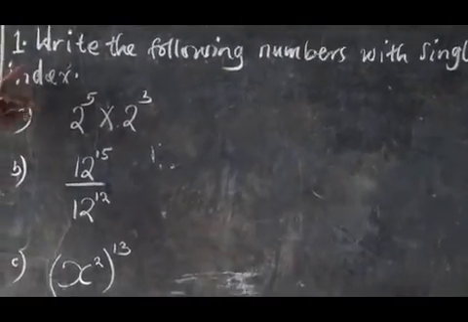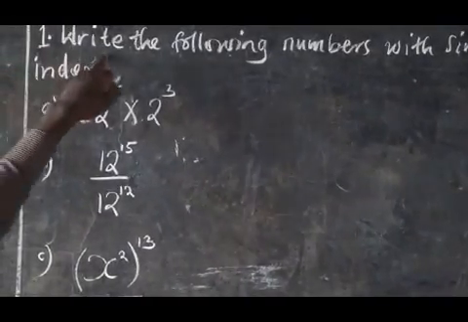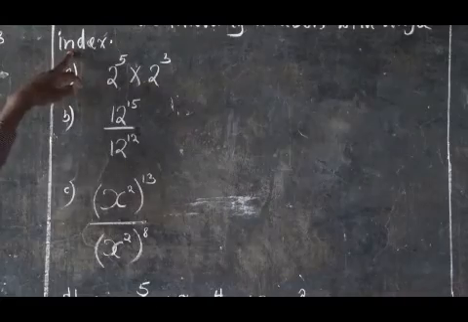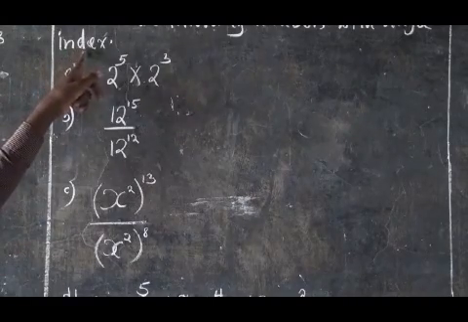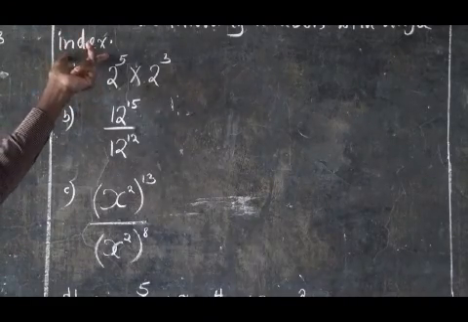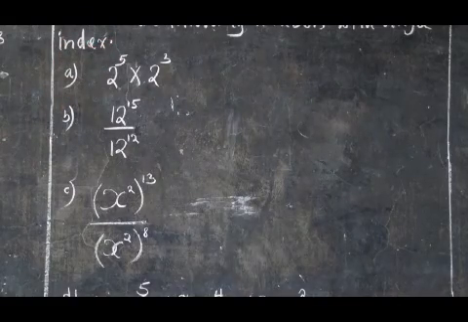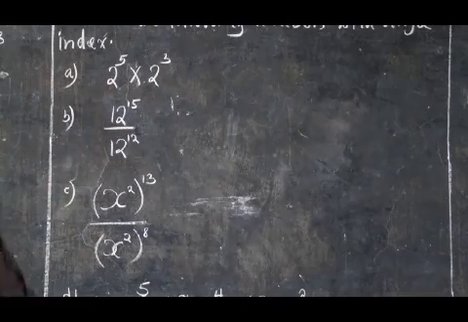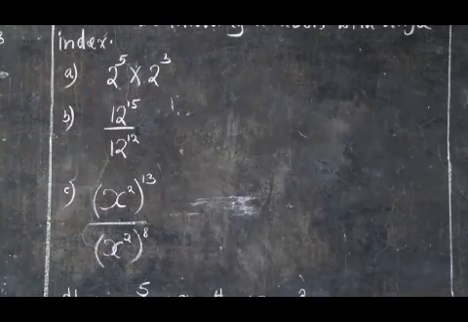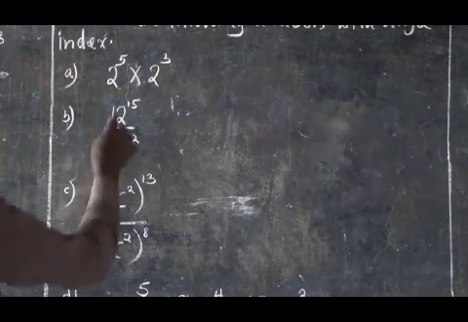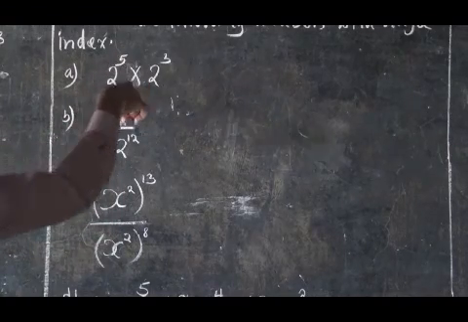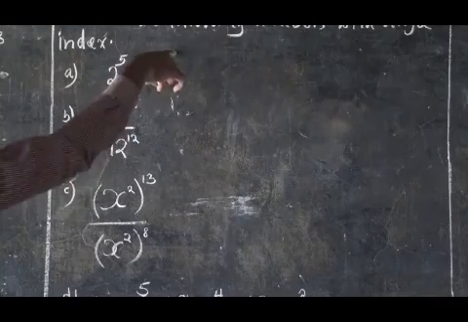In our examples, they are telling us, number 1, write the following numbers with a single index. For this case, index, we know very well, is the singular form of indices. Now they want us to write this one with a single power. What are we going to do? From the first law of indices, we knew that if we have a base powered by something times the same base powered by something.